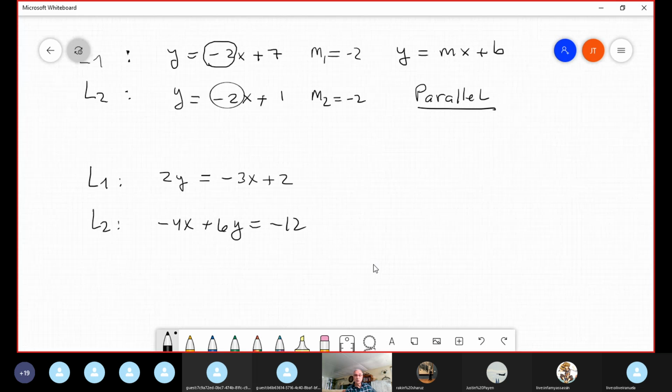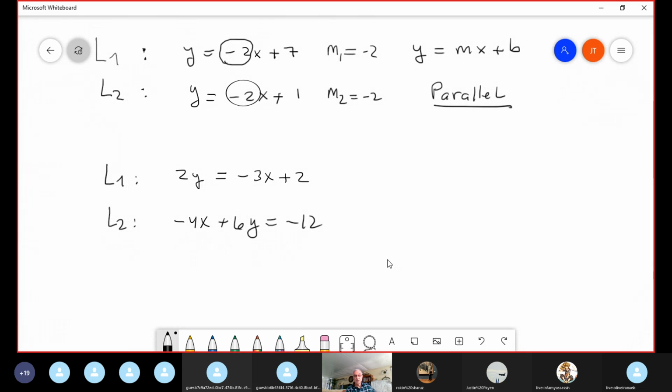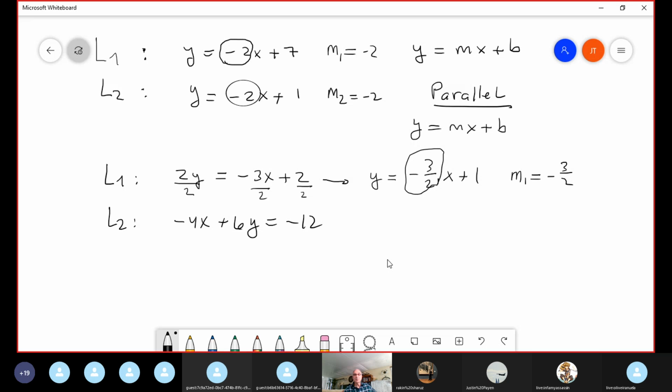Well, I need to express the above equations using slope-intercept form. And remember, in slope-intercept form, the most important thing is to isolate, solve for y, isolate the y. So you take the first equation and divide it by 2. When you divide by 2 here, here, and here, my equation is y equal minus 3 over 2 x plus 1. So I can see clearly that slope 1 is negative 3 halves, the coefficient in front of x. Remember the formula is mx plus b. The m is negative 3 halves and b is 1.